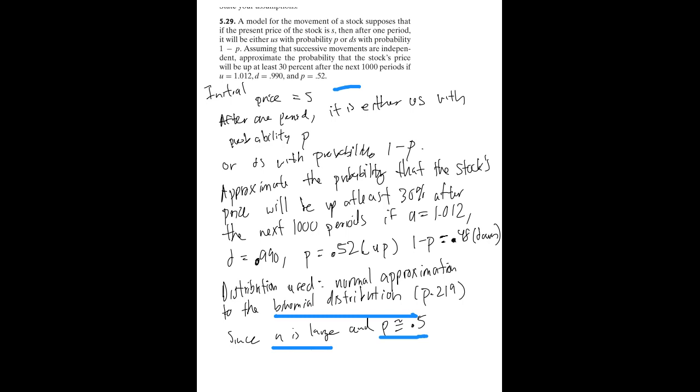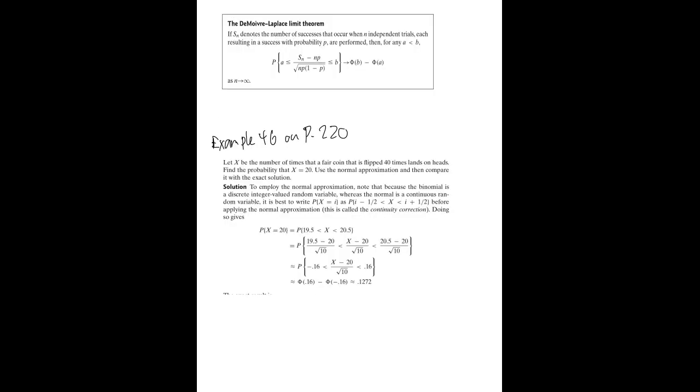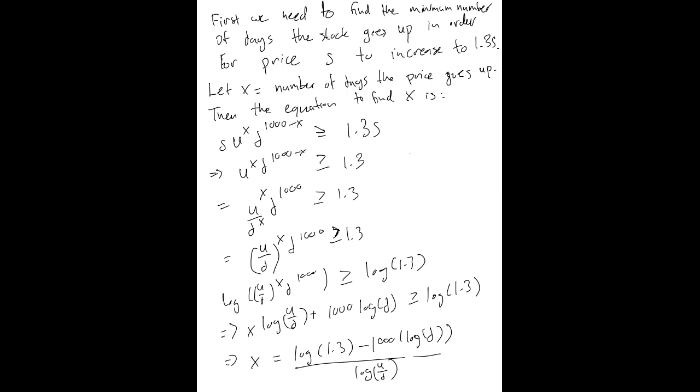And so the question is, assuming successive independent movements, approximate the probability that the stock's price will be up at least 30% after the next 1,000 periods. This is an example from the textbook. It's kind of similar. We use a normal distribution to approximate the binomial.